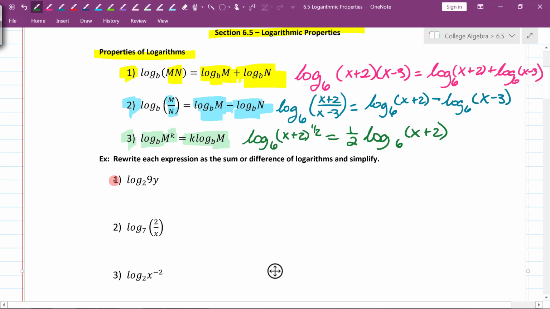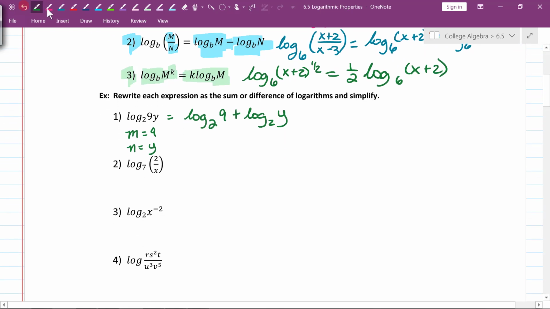Okay, here we go for problem 1. As you can see, we have two factors. The first factor is 9 and the second factor is y. So in essence, we're saying m is equal to 9, n is equal to y. So to rewrite this, we would say that it's log base 2 of 9 plus log base 2 of y. And so we wrote this as a sum.